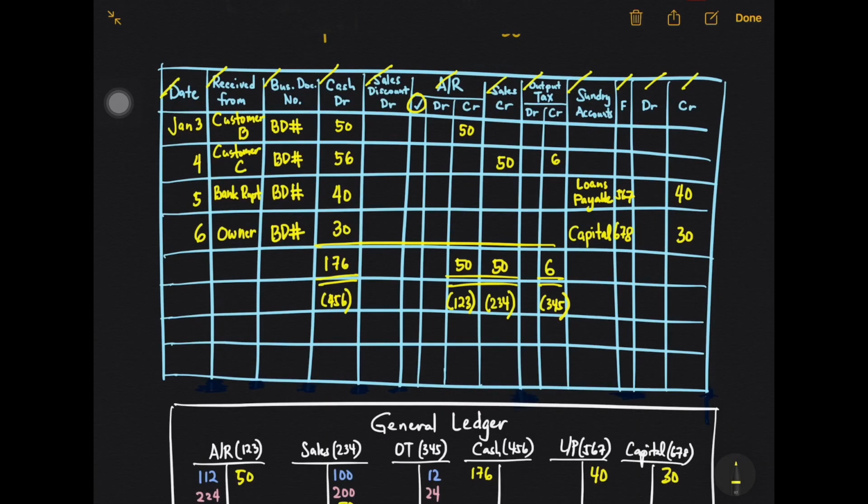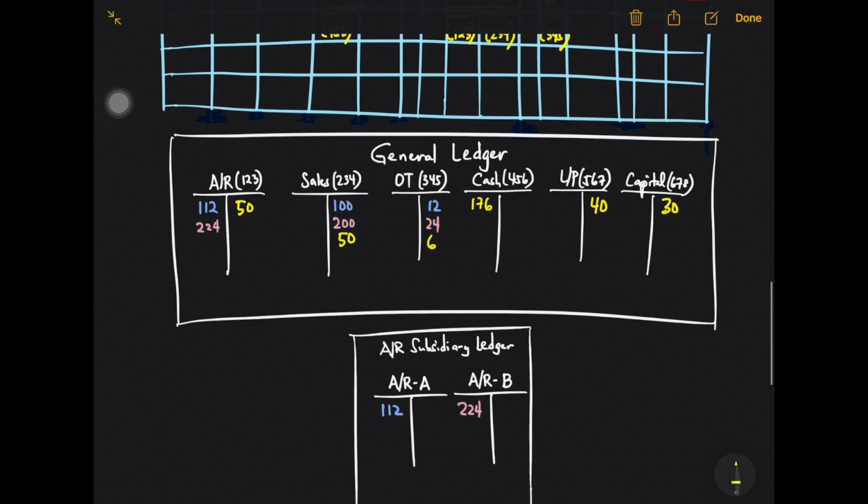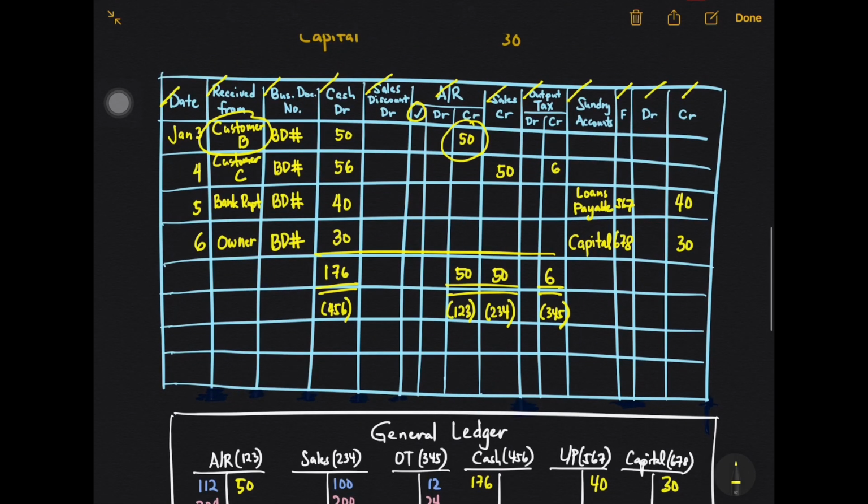But we still have to post in the subsidiary ledger because we have a movement in our accounts receivable here, this one. And it is from customer B. So credit to accounts receivable by 50. So we'll transfer it now. AR of customer B, credit 50. After posting, you will just have to tick this box to indicate that the amount was already posted. And after that, we're done with posting. So that's it. Thank you.